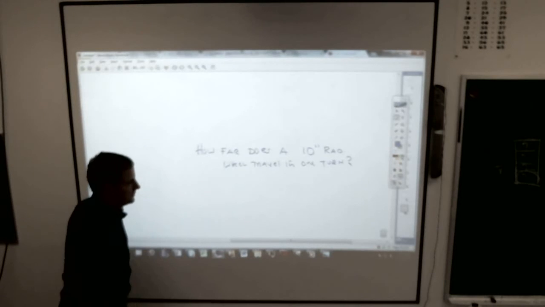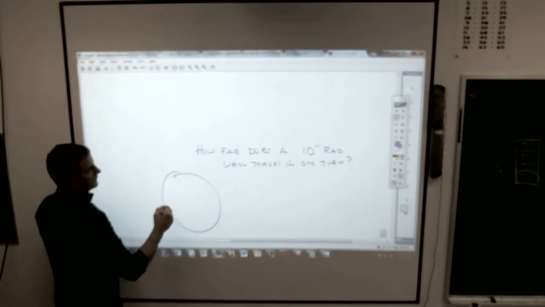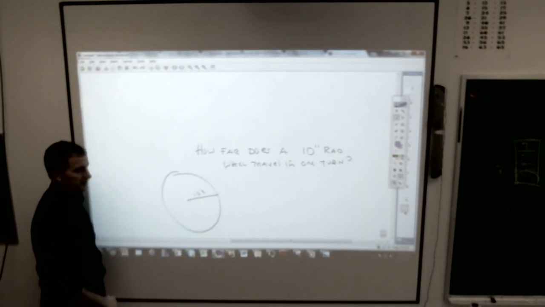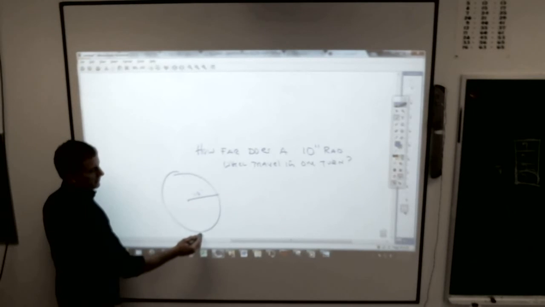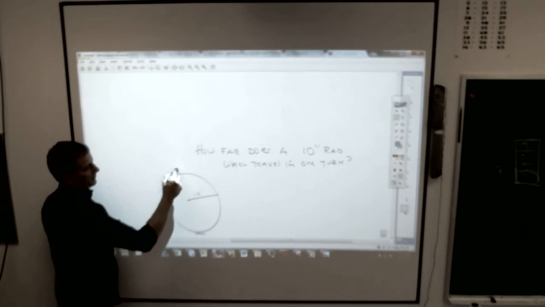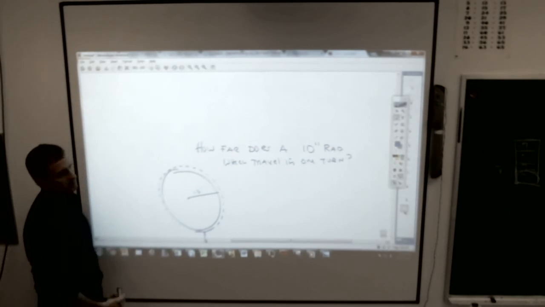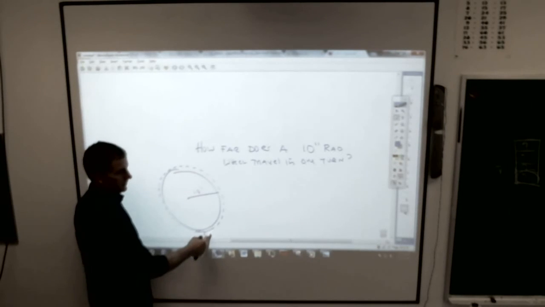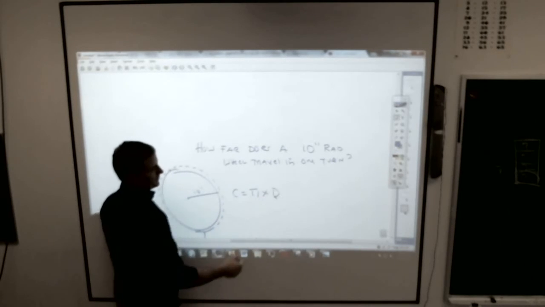Nowhere there do I see the word circumference, but if I draw this out, here's my 10-inch radius wheel. What are they asking me? They're asking me that if I set it here on the ground and I spin it one time, or roll it one time, how far will it travel? Well, that is the circumference, that's the distance around that thing. So you would use circumference equals pi times diameter.